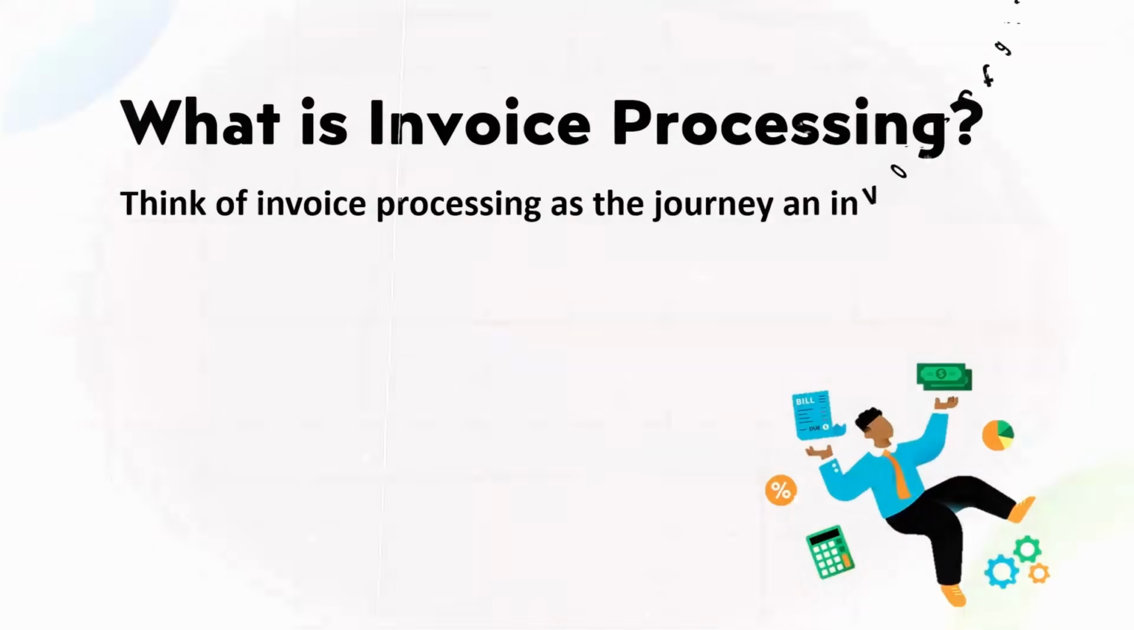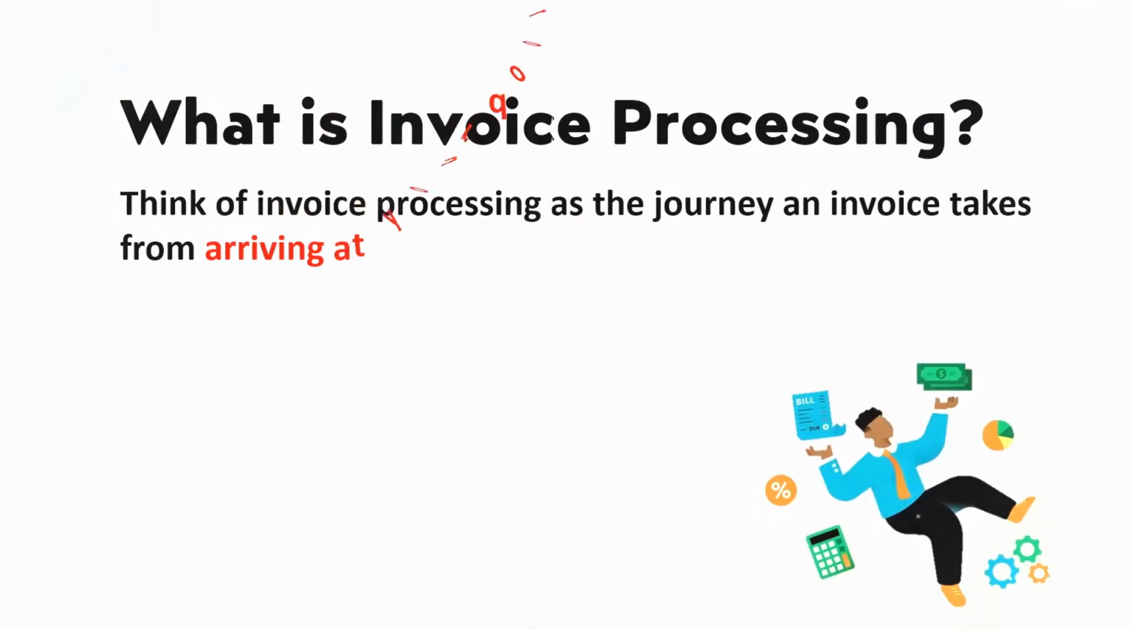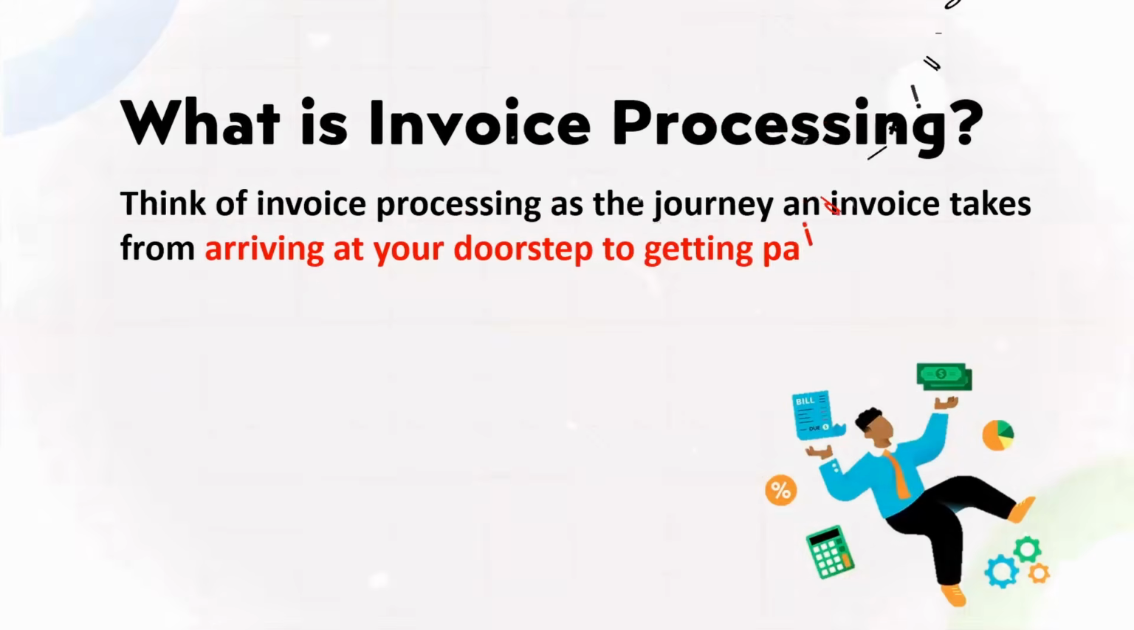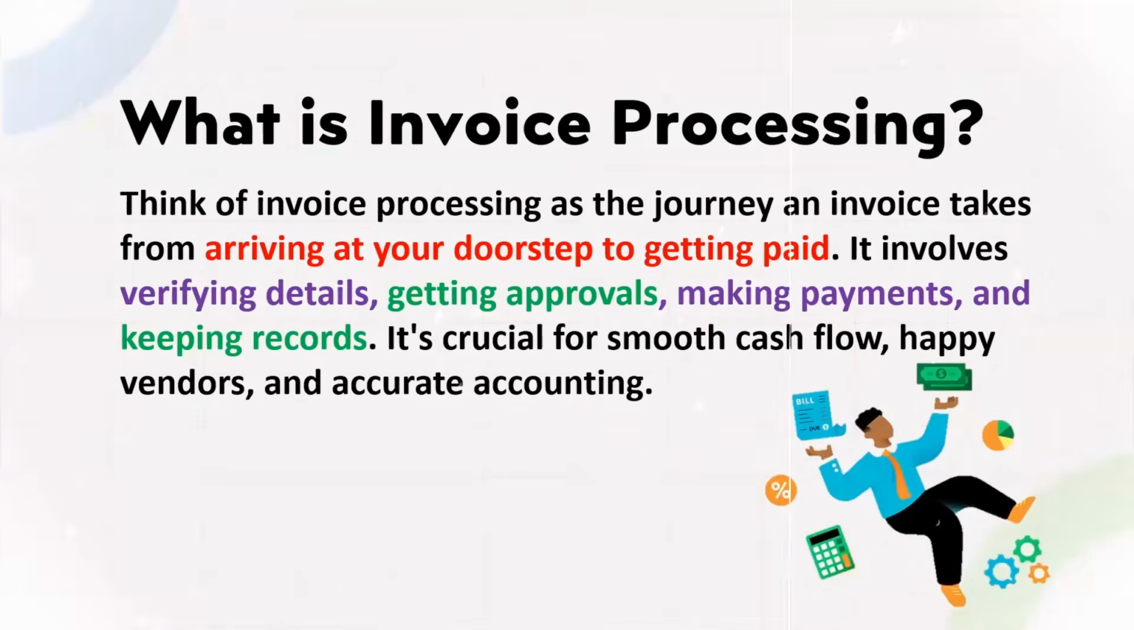Let's start with what is the invoice processing process. So it is a process which starts from receiving the invoice and ends at the payment of the invoice. So you can think of invoice processing as a journey an invoice takes from arriving at your doorstep to getting paid. It involves various activities like verification, getting approvals, making payments, and keeping records. So together, all these activities combined are known as invoice processing. You need to remember it is very crucial for smooth cash flow, happy vendors, and accurate accounting that your invoice processing process is efficient and effective.